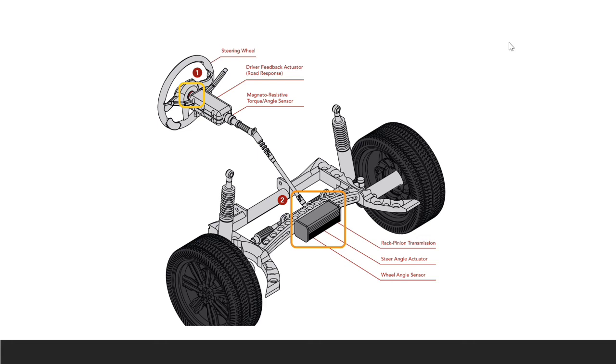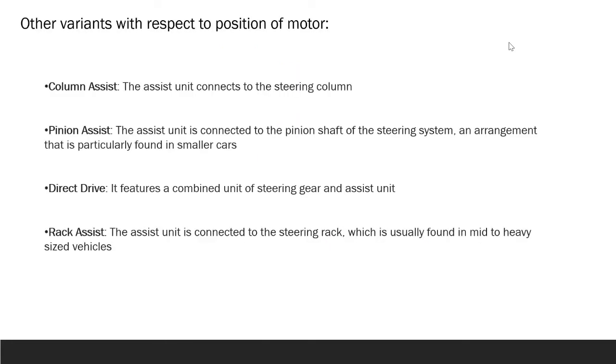Let's see the other kinds of assists. There are various other variants with respect to the position of the motor: column assist, pinion assist, direct drive, and rack assist. In column assist, the assist unit connects to the steering column itself. In pinion assist, the assist unit is connected to the pinion shaft of the steering system, an arrangement that is particularly found in smaller cars. Majority of the big cars nowadays will contain the rack pinion assist only.